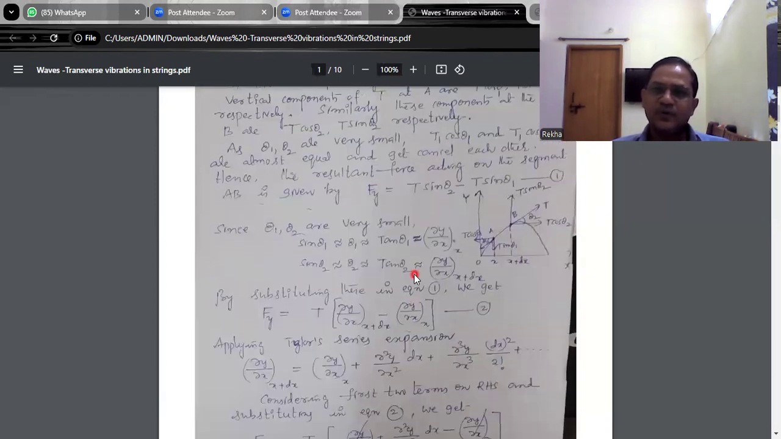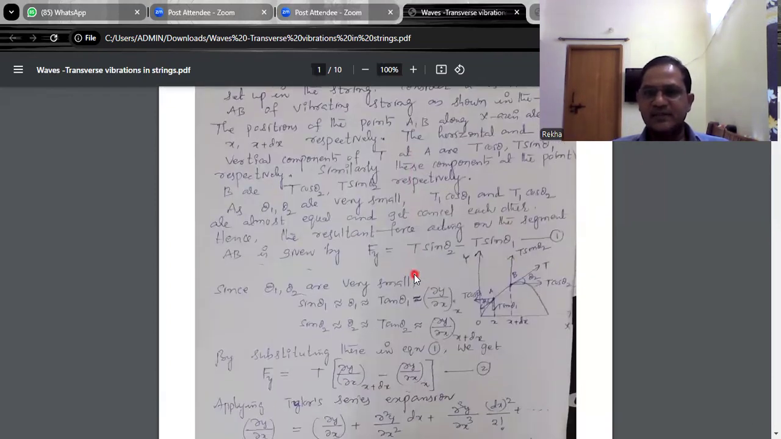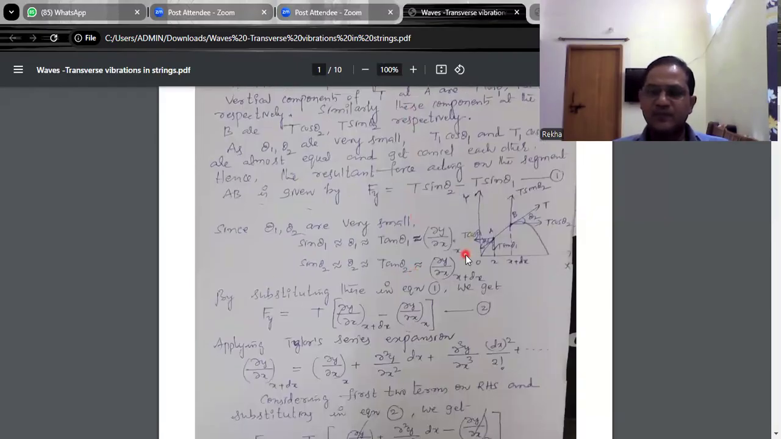Okay, so what we discussed is simply this: we have taken this figure, and there we consider a small segment of vibrating length dx, AB. At the point A the tension in the string is T, and at the point B the tension is T. By resolving into two components, at the point A the components are T cos theta 1 and T sin theta 1, and at the point B, T cos theta 2 and T sin theta 2.